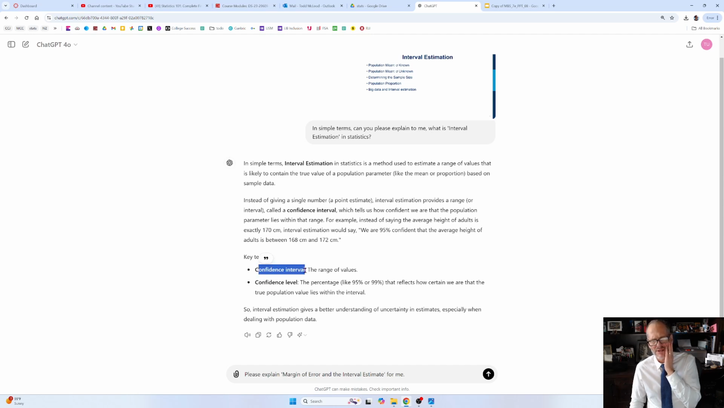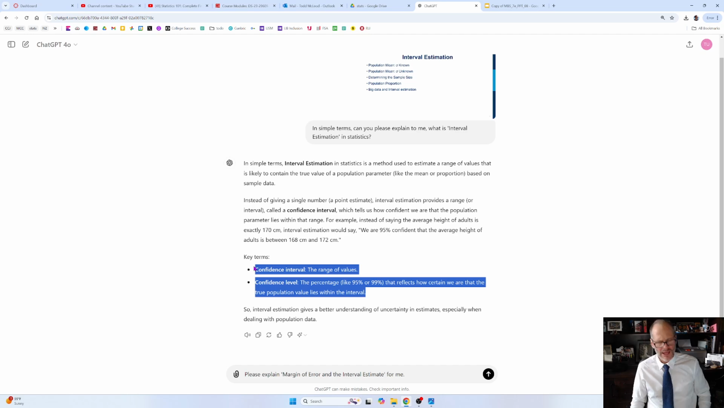Key terms: confidence interval, the range of values. Confidence interval is the range of values from here to here. Confidence level is the percentage, like 95% or 99%, that reflects how certain we are that the true population value lies within the interval. So interval estimation gives a better understanding of uncertainty in estimates, especially when dealing with population data. Man, it's amazing. This is truly amazing.